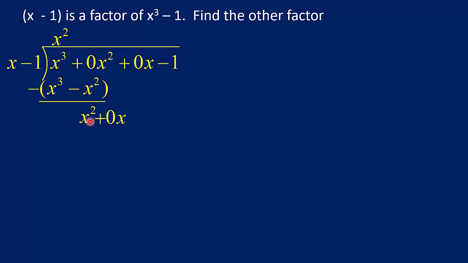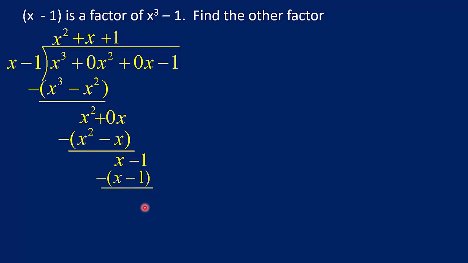Now I want to bring down the 0x. And I say x into x squared goes x times, multiply. And I get x squared minus x. Subtract, and I get x. Now I want to bring down the negative 1 and divide again. X will go into x one time. 1 times x minus 1. And notice I get a 0 remainder.